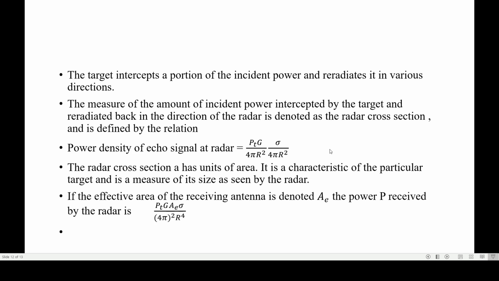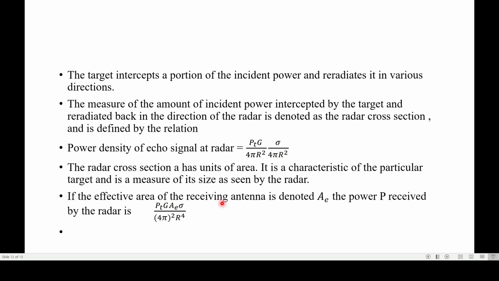Then, to find the power density of the echo signal at the radar, we also have to consider the intercepting area. The radar cross section has the unit of area. It is a characteristic of the particular target and is a measure of its size as seen by the radar. So this is a characteristic of the particular object. So the receiving power density is PTG divided by 4 pi r square, times sigma, divided by 4 pi r square.